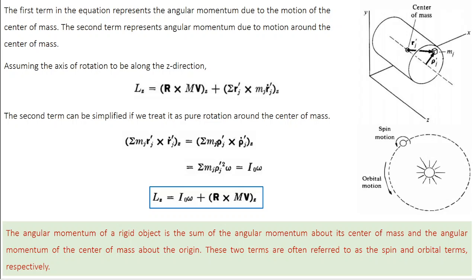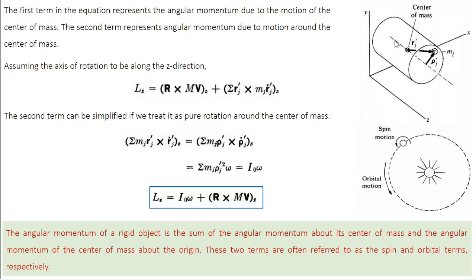Now, since we are talking about rotation around the z direction, the axis of rotation is always taken along the z direction. I can write down the z component of the angular momentum as Lz equal to R cross mVz. This is the z component of the first term plus the z component of the second term. Now we can simplify the second term if we treat it as pure rotation around the center of mass.